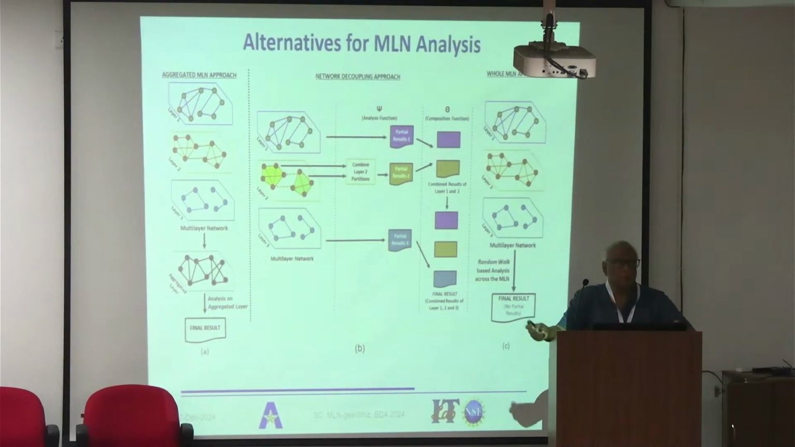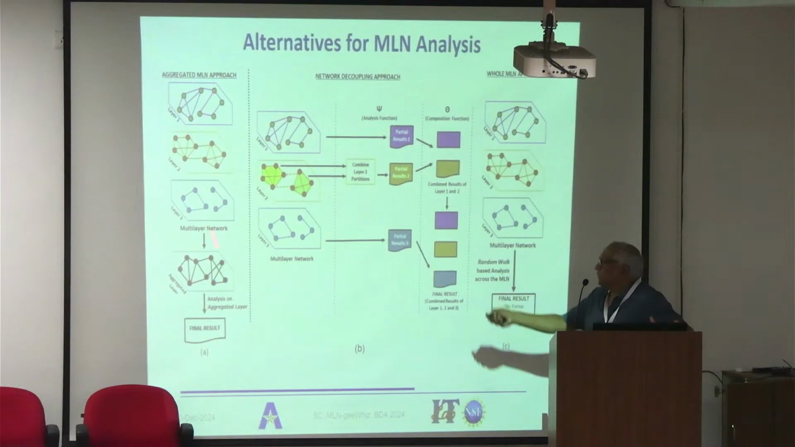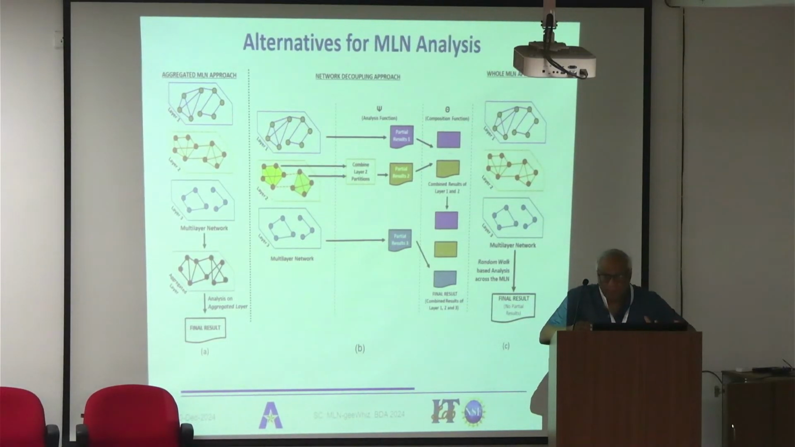So you can aggregate the layers, collapse them in some way, or conflate them, and then say, okay, I have the algorithm to do it, but this can be lossy and it is difficult to drill down and visualize the results. The third approach is what we call the whole MLN approach, where you don't aggregate them, but you develop an algorithm on the entire MLN.